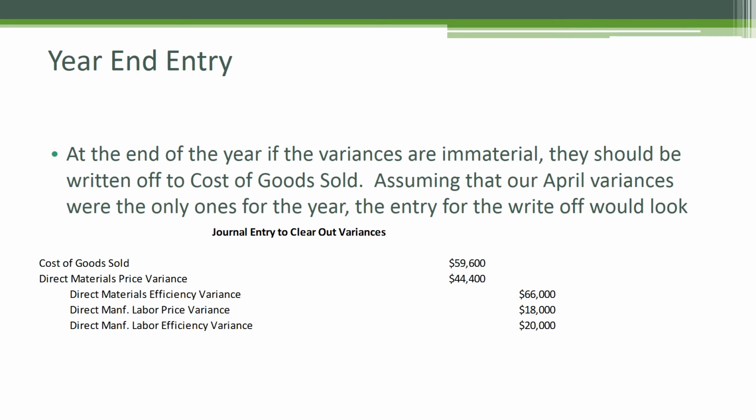And as you can see, we have debited for the direct materials price variance, and we have credited for the efficiency variance for direct materials and the price variance and efficiency variance for the manufacturing labor. The net of those four numbers is the $59,600 debit balance that we're sending off to cost of goods sold.